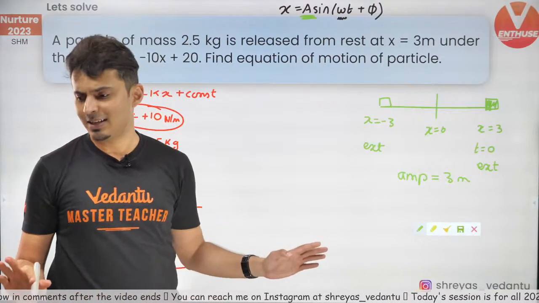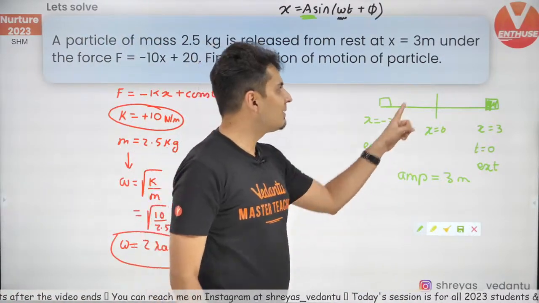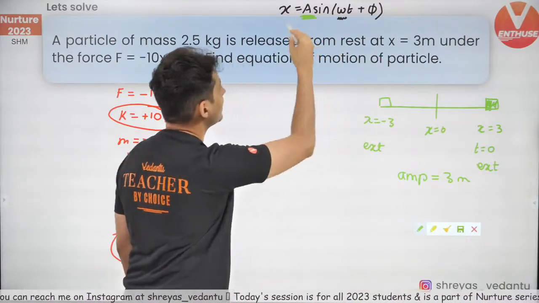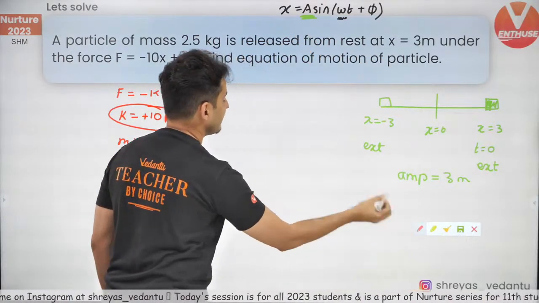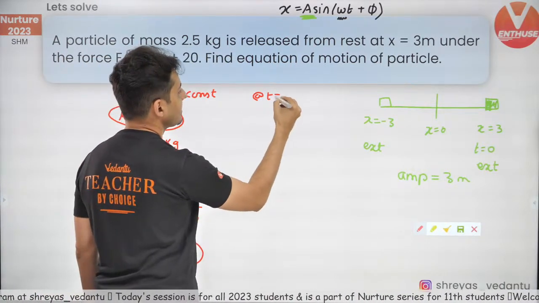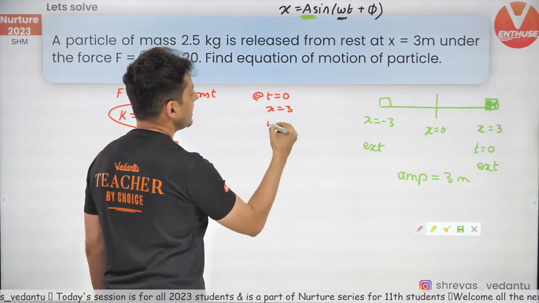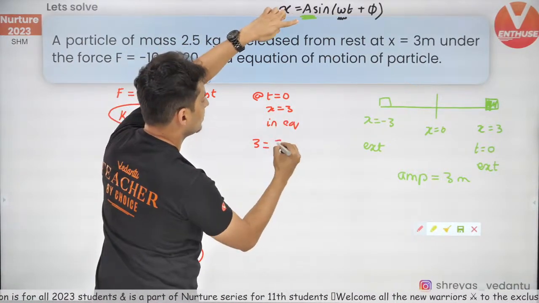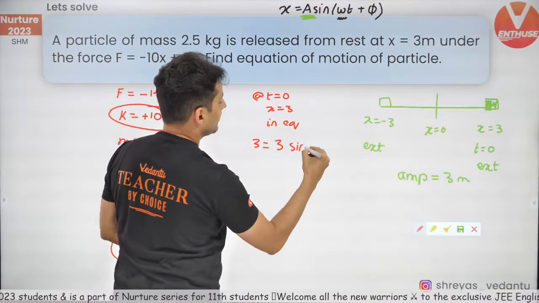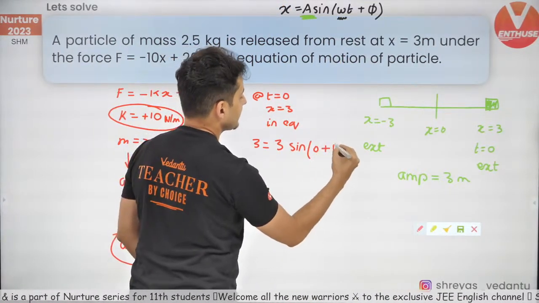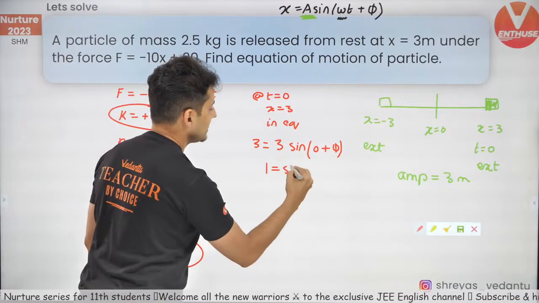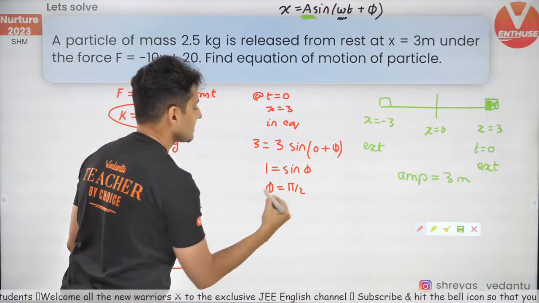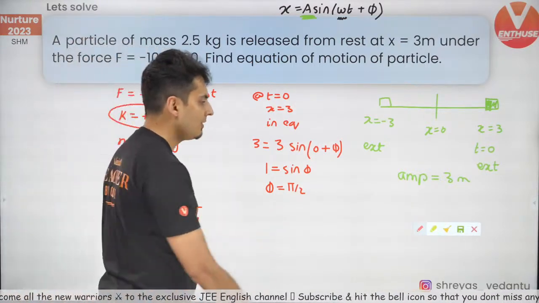The only thing remaining now is the value of phi. So think about it. At time 0, x is equal to 3. So just substitute it over here. So at t equal to 0, x is equal to 3 in the equation. So x is equal to 3, A is equal to 3, I just got it, sine of time 0 plus phi. 3 cancels, so I'll just get sine phi is equal to 1, so phi is 90 degrees. Everything is got, everything has been obtained.